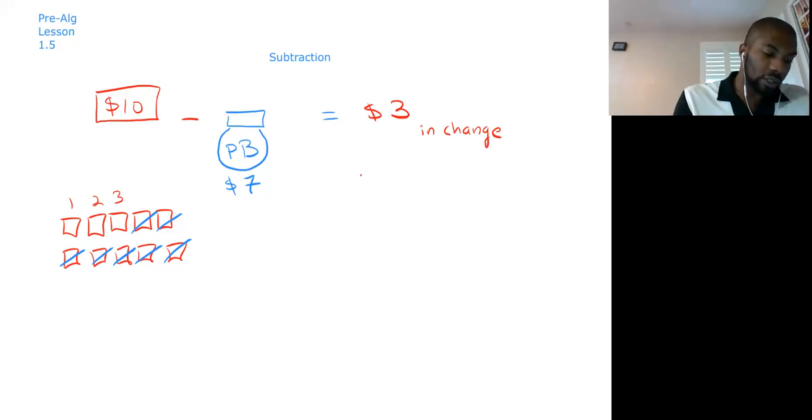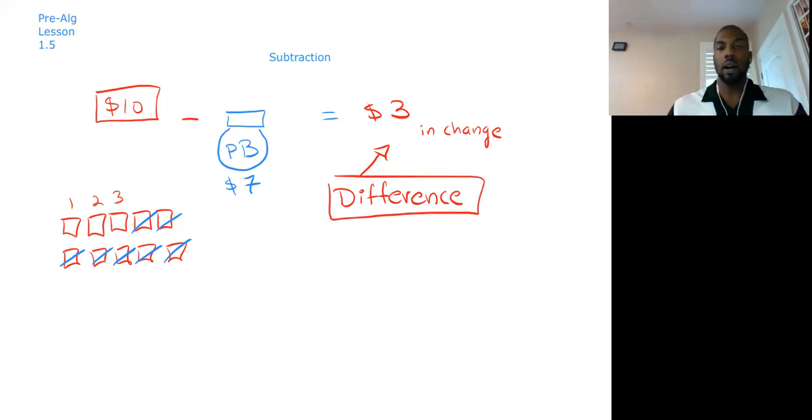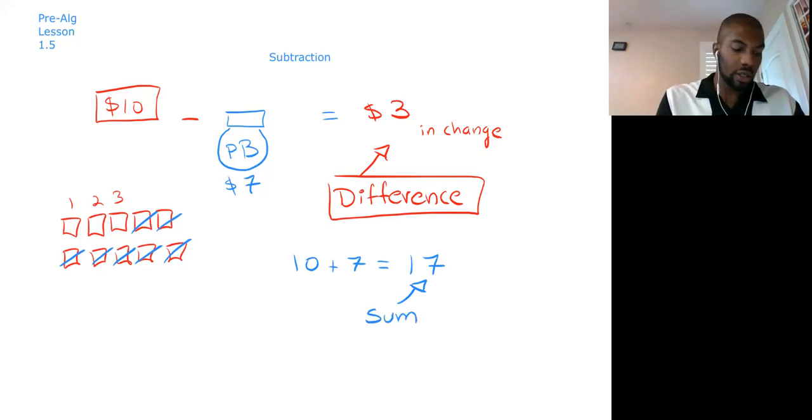We call the answer to a subtraction problem the difference. D-I-F-F-E-R-E-N-C-E, the difference. The answer to any subtraction problem is the difference. Just like the answer to any addition problem, 10 plus 7, which is 17, is called the sum. The sum is for addition, and the difference is the distance between two numbers.